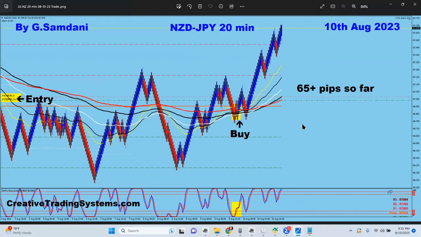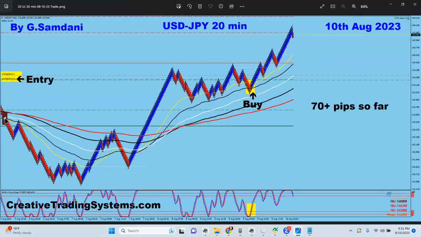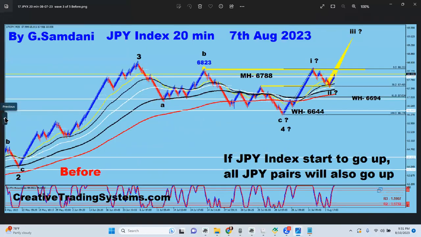So out of 7 or 8 pairs, I have 6 trades in 6 pairs, all to the upside, all to the long side, as I said in my chart when I made that on the 7th. Right there, on the 7th, I made this chart that it is going to go up, and all yen pairs will go up also. And I just showed you 6 trades in yen pairs, more than 500 pip in one day today alone, using this system. The analysis, of course, and the system.